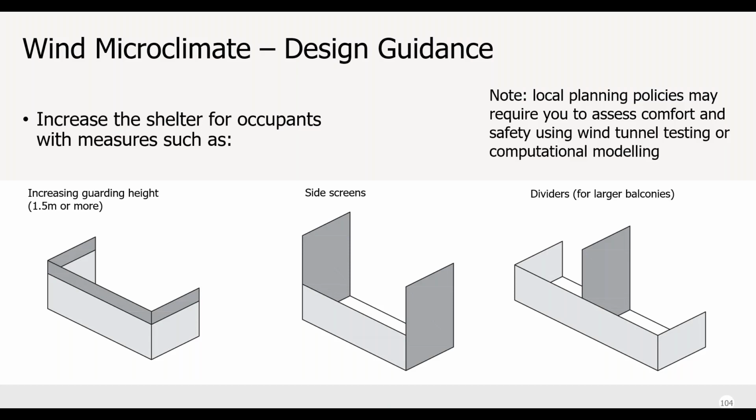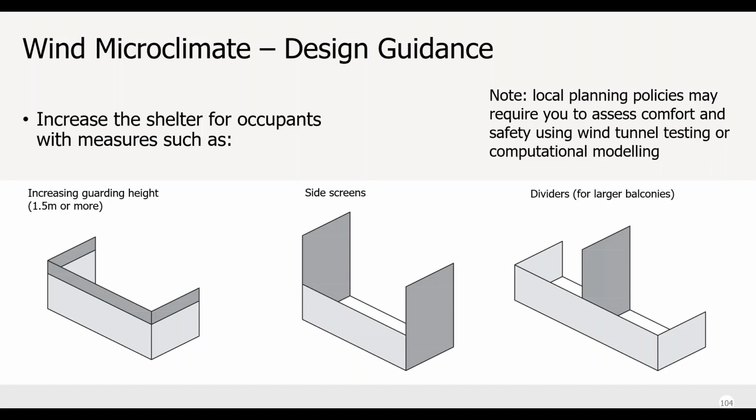So the standard offers a few good design tips, a few additions that you can consider making to improve the microclimate on balconies and terraces. They're shown here as well. Increasing the height of guarding to 1.5 meters high gives you plenty of shelter to someone sitting on that balcony, such that they're completely sheltered from the wind.